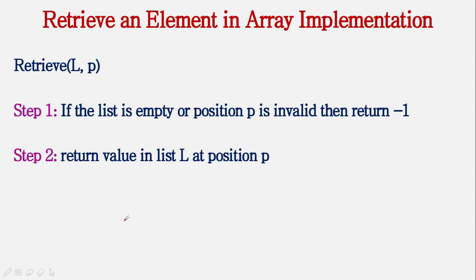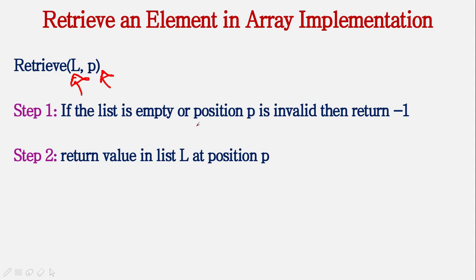Hi everybody. In this video we are going to talk about the implementation of retrieving an element in array implementation. So when you see the retrieve operation, two things will be known. One is the list in which we are going to retrieve and the position where we are going to retrieve the element, right? So the algorithm is very simple, consists of two steps only.